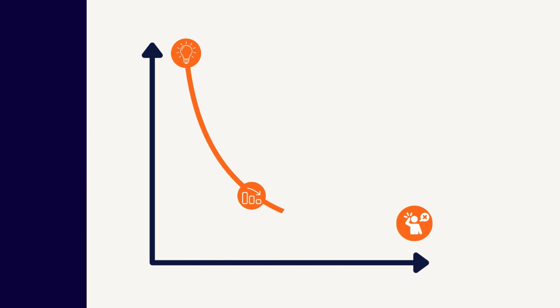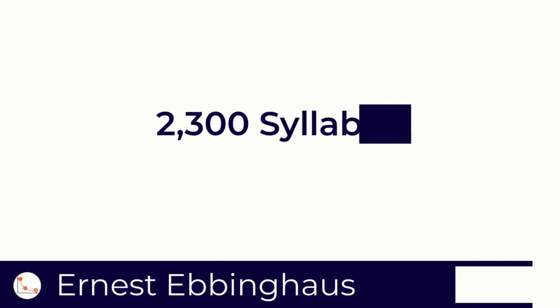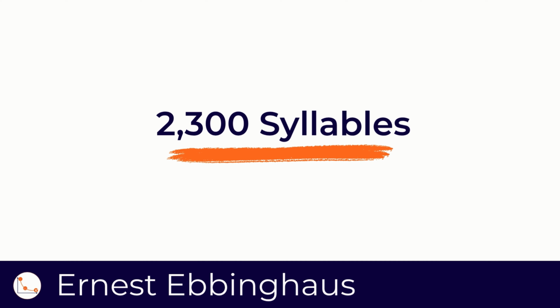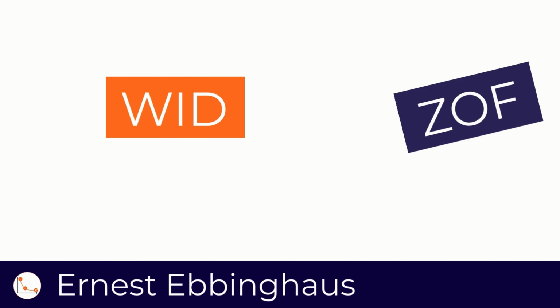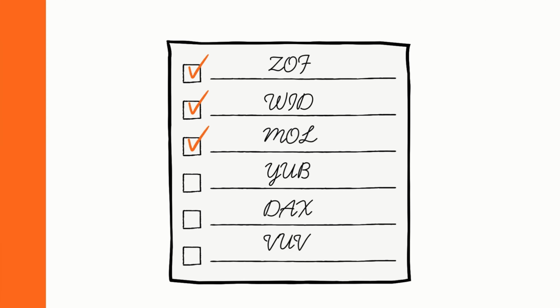The forgetting curve is a mathematical formula that describes the rate at which information is lost from memory over time when there's no active attempt to retain it. Ebbinghaus performed intense self-experimentation over many years. To make sure he wasn't relying on prior knowledge or exposure, he created 2,300 nonsense syllables, consonant-vowel-consonant groupings like WID or ZOF. He memorized lists of these syllables until he could record them flawlessly.